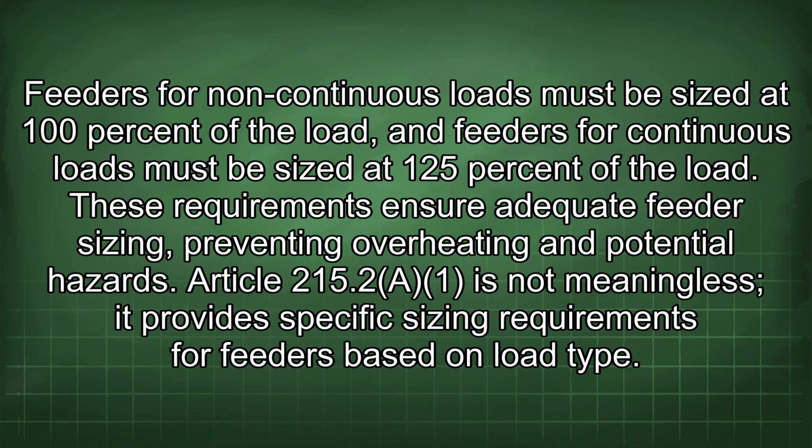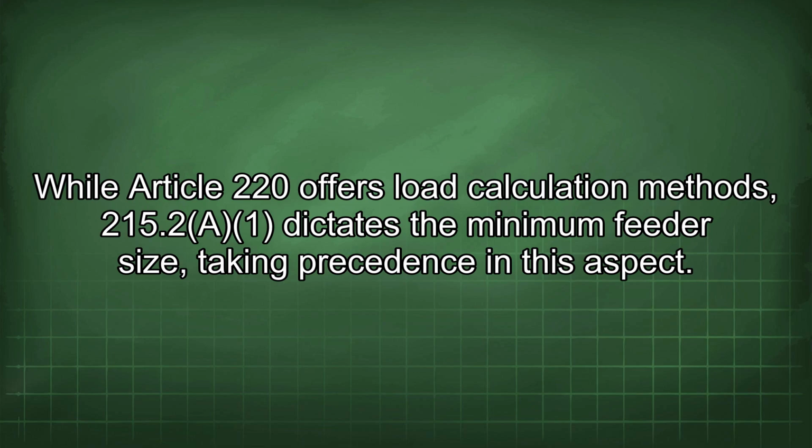Article 215.2(a) is not meaningless. It provides specific sizing requirements for feeders based on load type. While Article 220 offers load calculation methods, 215.2(a) dictates the minimum feeder size, taking precedence in this aspect.